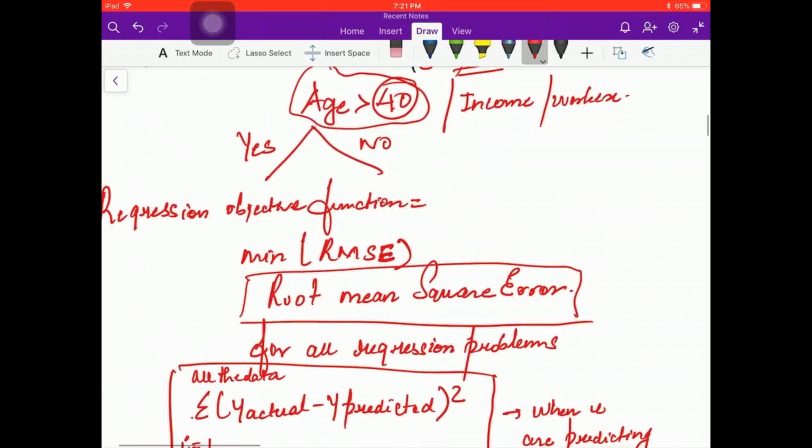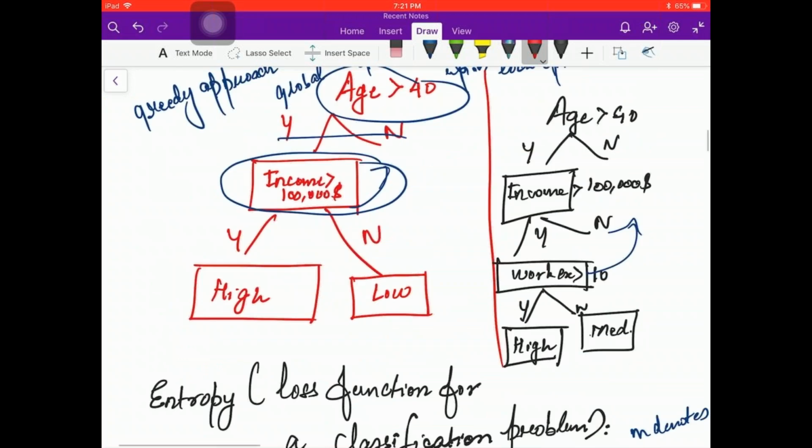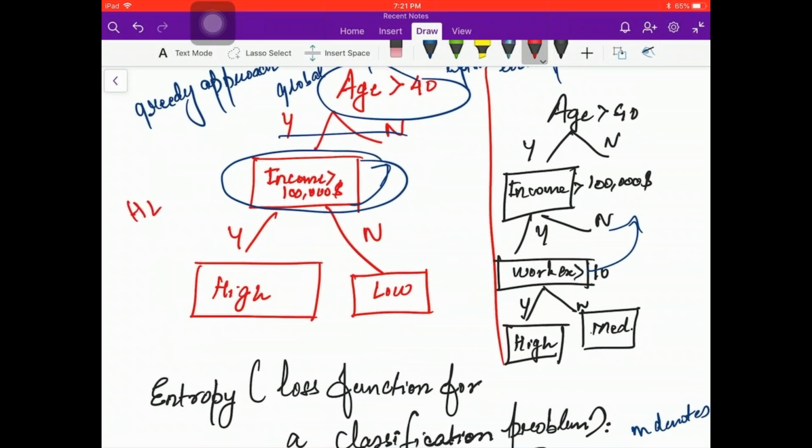Okay, so at a particular node, what is the entropy? At this point, let's say you have a high and low distribution. Let's say you have a filter where you have already only taken people whose age is greater than 40. You have landed up here in this node. Now in this node, what is the entropy that you have?